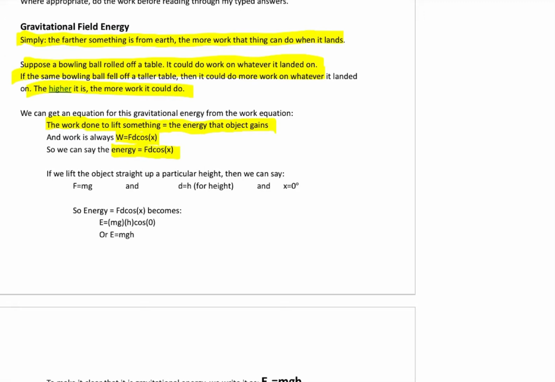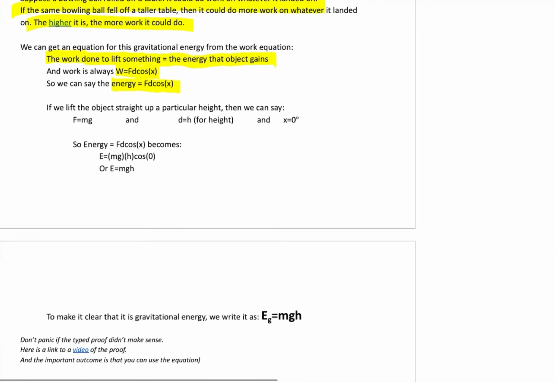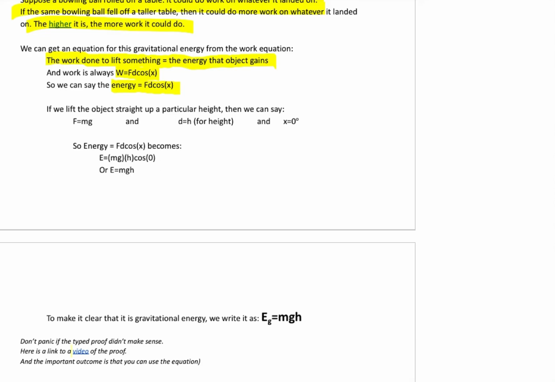There is a video linked in here somewhere with the proof. Oh, there it is down here. You can watch that video, but rather quickly, we can say that the force just has to match gravity, so that's mg. The distance we're going to call h since we're lifting at a height. And if we lift it straight up, the angle is 0. So our FD cosine of the angle turns into mgh. Cosine of 0 is 1, mg times h, we get the mgh.